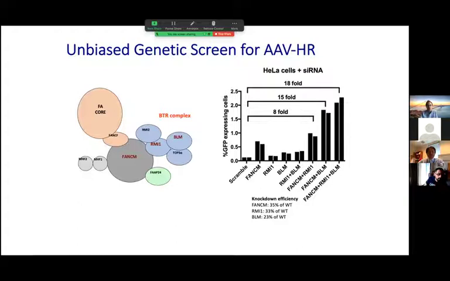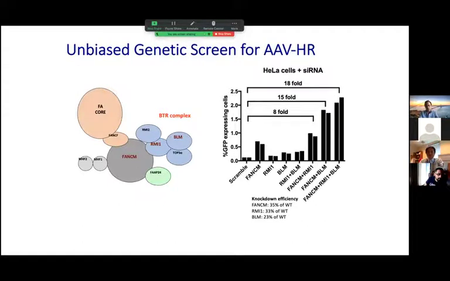Now, the efficiency of this is low, so for some diseases, it may still be amenable to get a therapeutic response. But there's lots of ways that we and others are trying to enhance the recombination event. We recently did an unbiased genetic screen and found that if we interfered with the FANCM complex and some of the proteins that bind, we can get up to a 20-fold enhancement of AAV-HR without nucleases. In primary cells, the enhancement is much lower. It's still there, but we are looking at other drugs and doing other screens so that we can increase it.